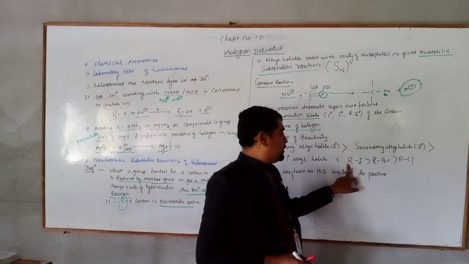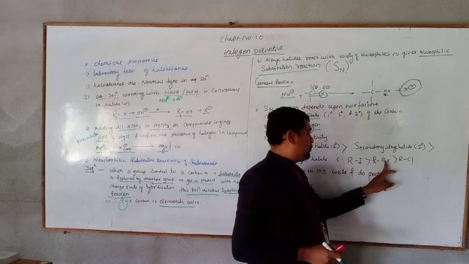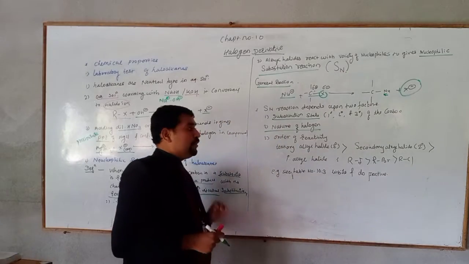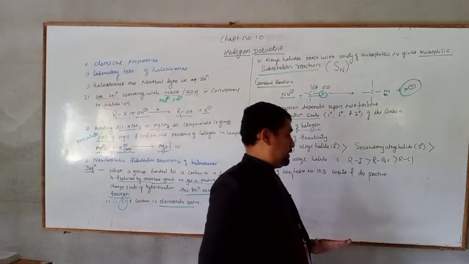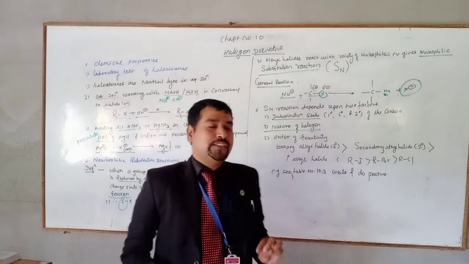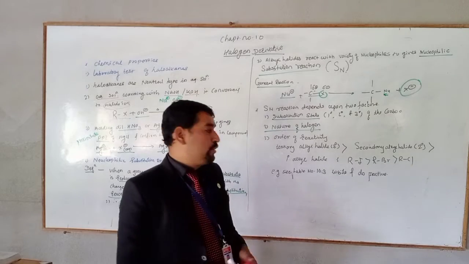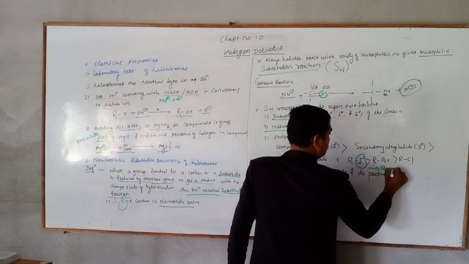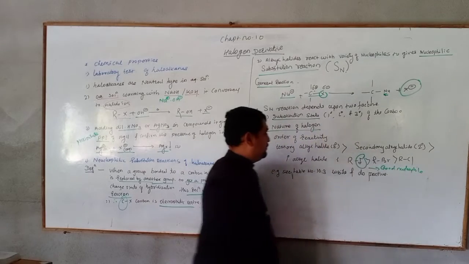Remember this series: iodine is greater than bromine, and bromine is greater than chlorine. That is the reactivity order of nucleophilic substitution reaction. It means that I minus, that is the iodine, is a good nucleophile. What is the conclusion? Iodine is a good nucleophile, right?